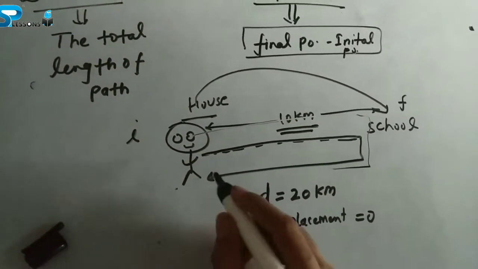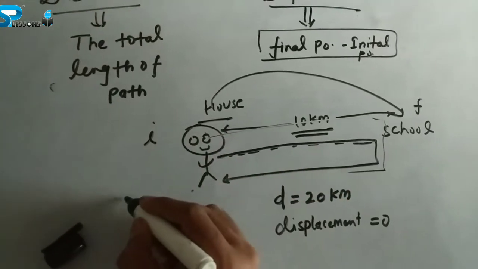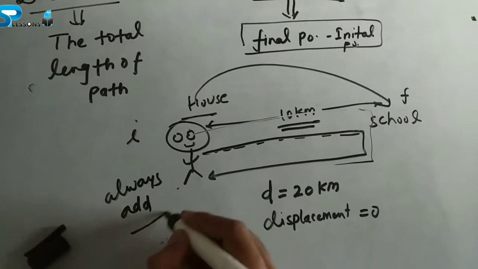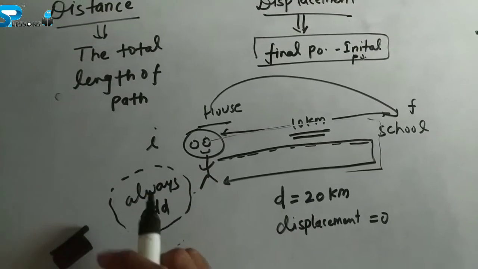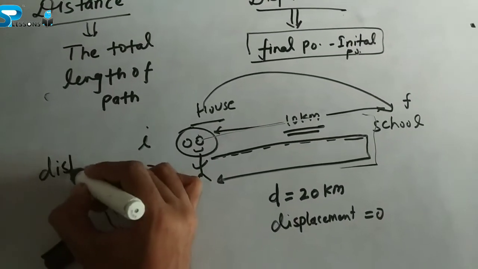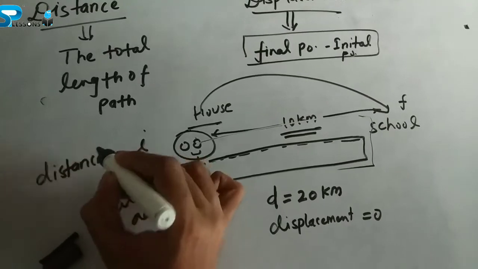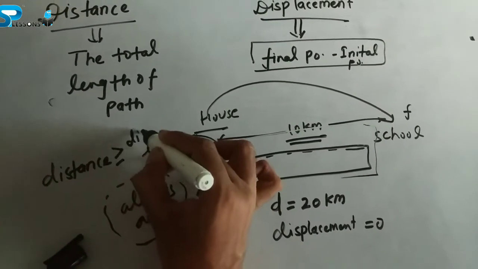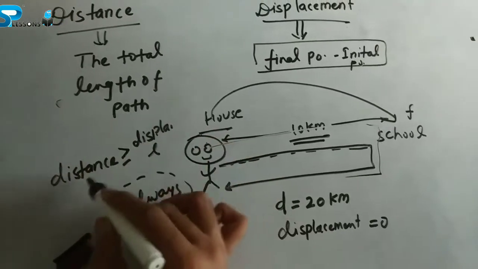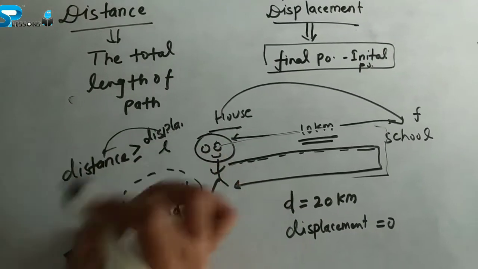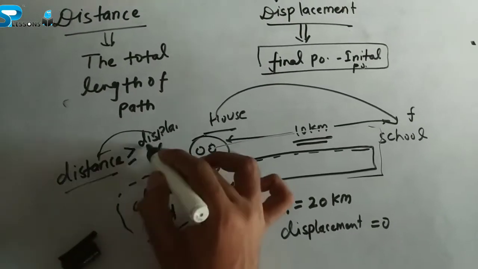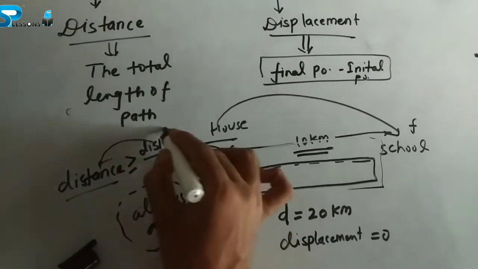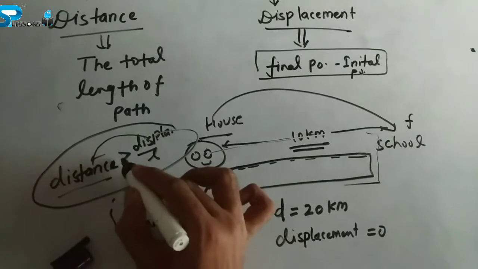Please remember this thing. Distance is always positive, and it is never negative. And distance is equal to or greater than displacement. Displacement can never be greater than distance, but distance and displacement can be equal, and distance can be greater. Please remember this thing. It is the greater than or equal to sign.